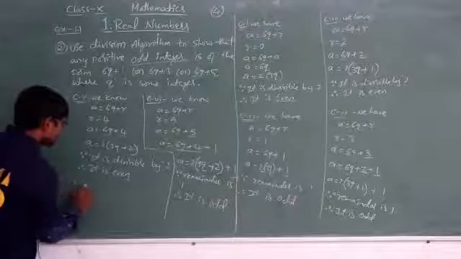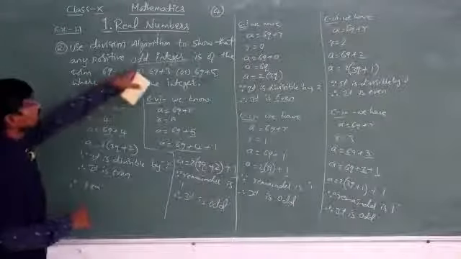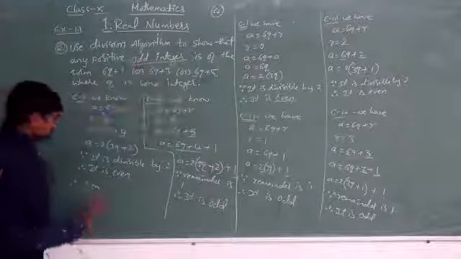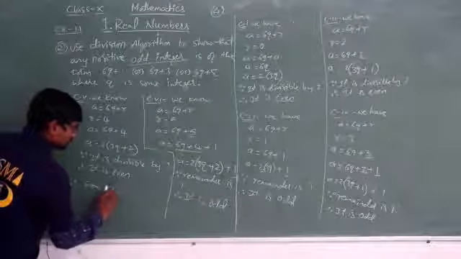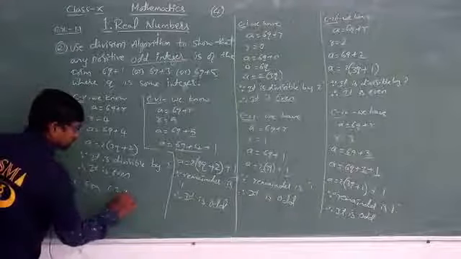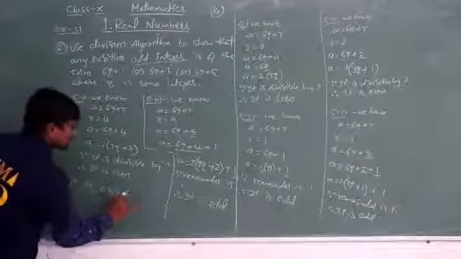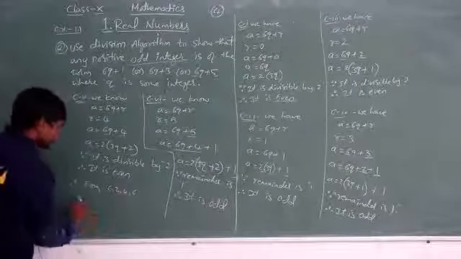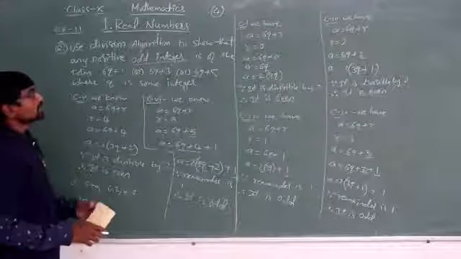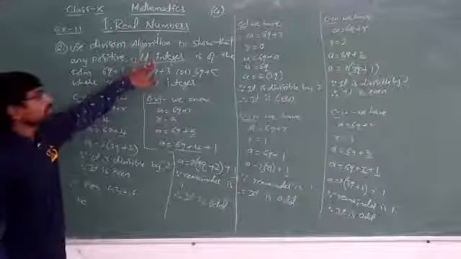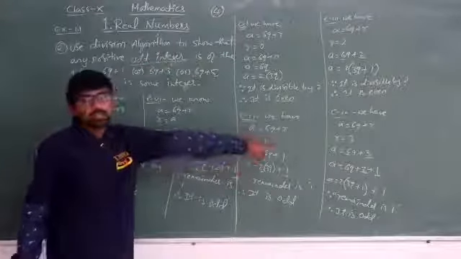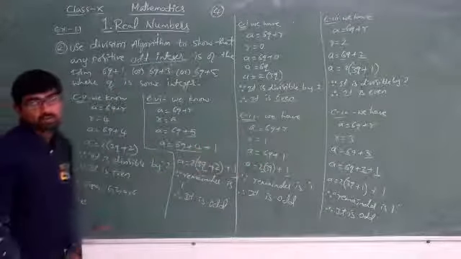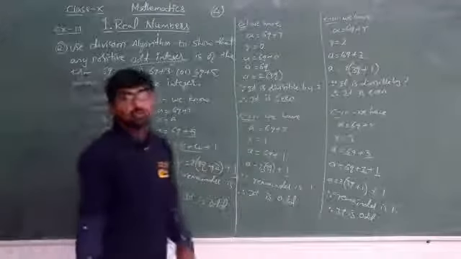Therefore, what was asked about? Odd. So from case 2, 4, and 6, we can say that every odd positive integer is of the form 6q plus 1, 6q plus 3, and 6q plus 5. This is the thing you have to do.